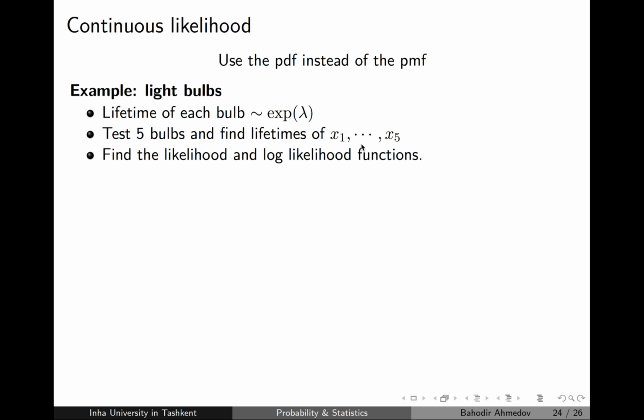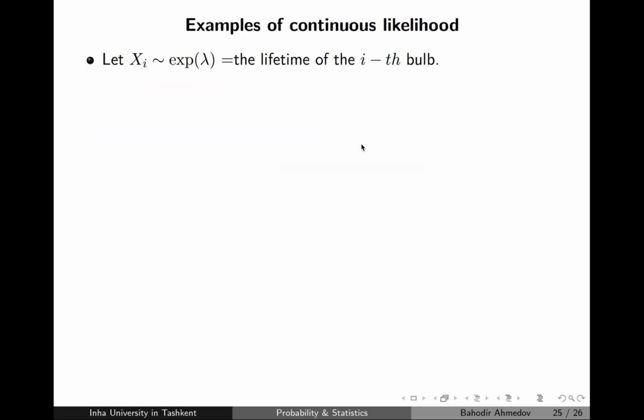Now I would like to define the likelihood function and the logarithmic likelihood function, and then by maximizing the logarithmic likelihood function, estimate lambda, the average lifetime for all the light bulbs produced in the whole factory.